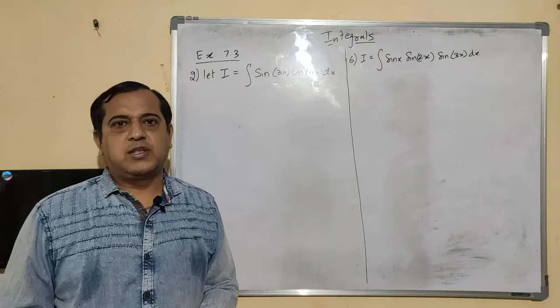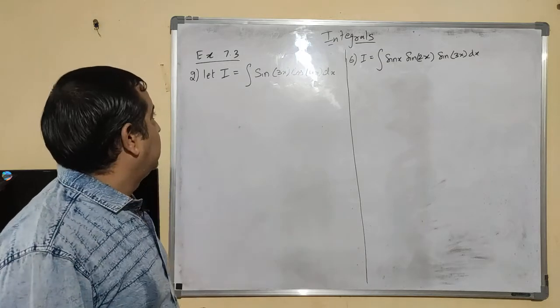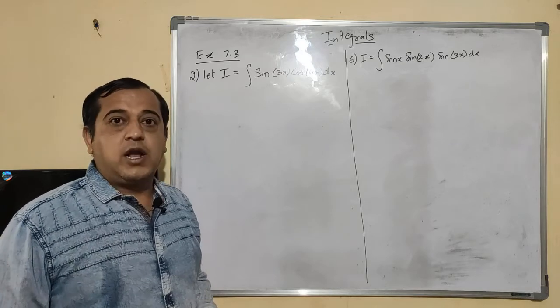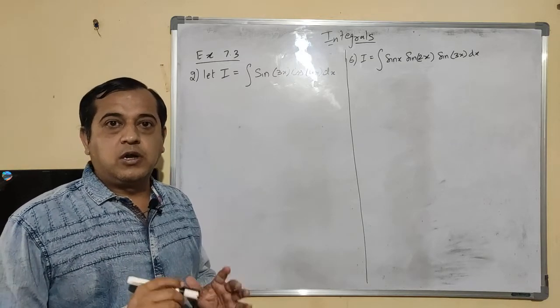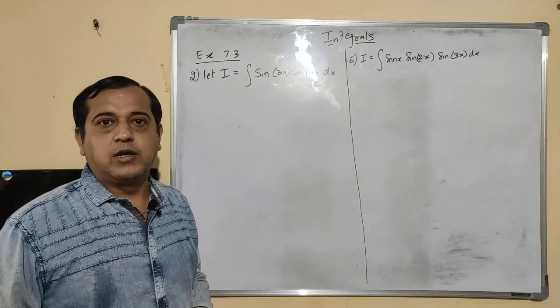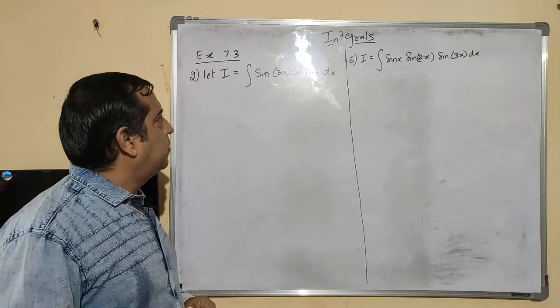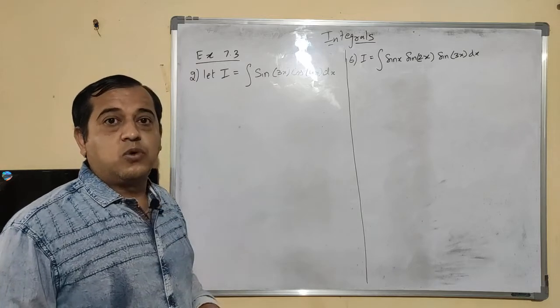Okay, let's proceed to the next concept. It is exercise 7.3. Now in this case we have to solve the integrals and we have to use the trigonometric formulas which we have studied in the 11th standard. You can see this problem. I is equal to integral sin 3x cos 4x dx.